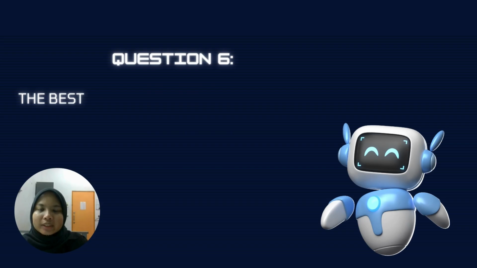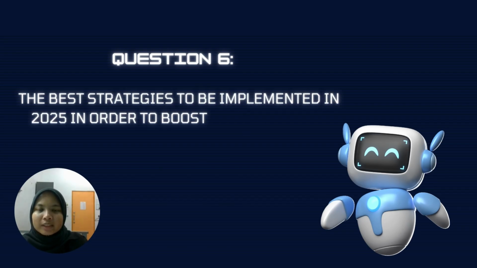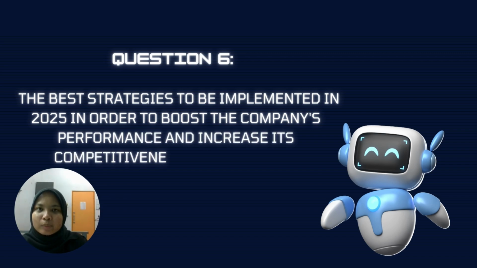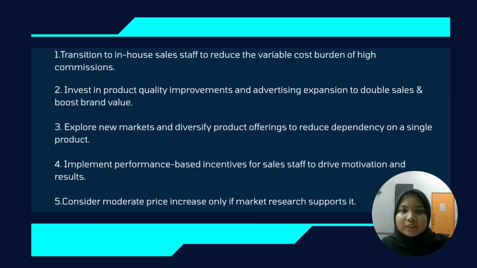Question number 6. The best strategy to be implemented in 2025 in order to boost the company performance and increase its competitiveness in the market. The first strategy is transition to in-house sales staff to reduce the variable cost burden of high commission. Second, invest in product quality improvement and advertising expansion to double sales and boost brand value.